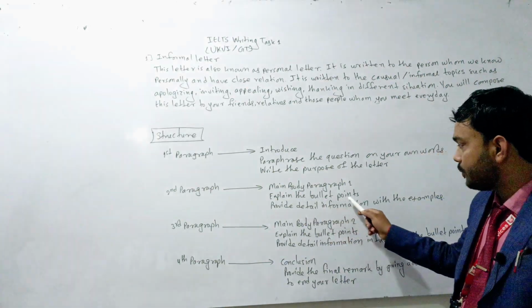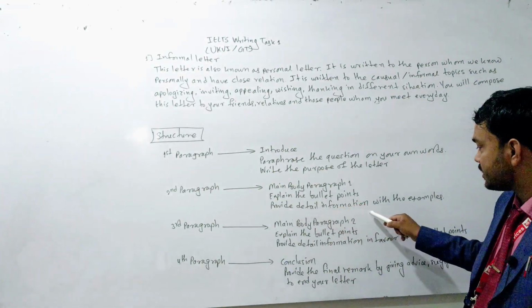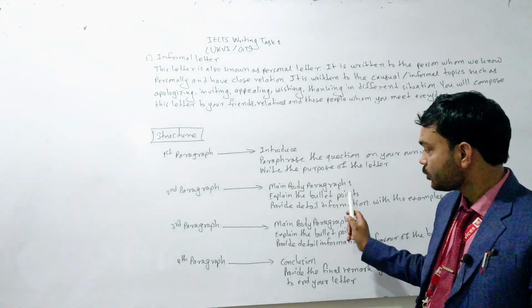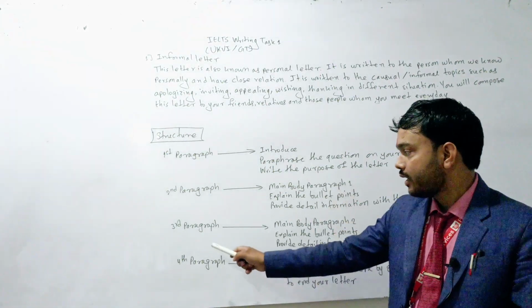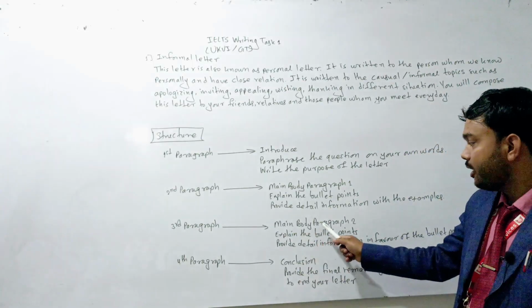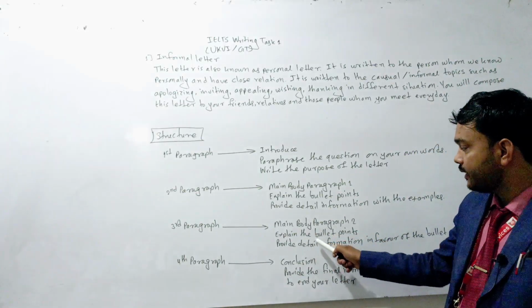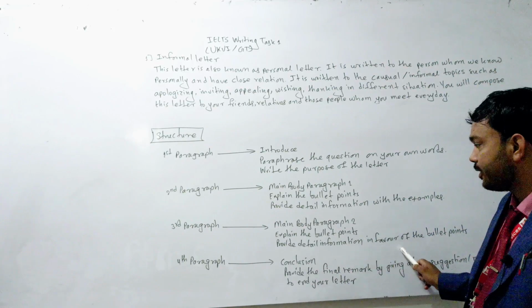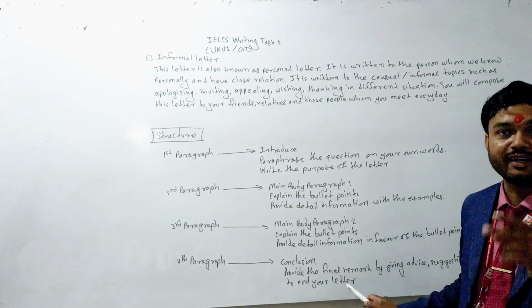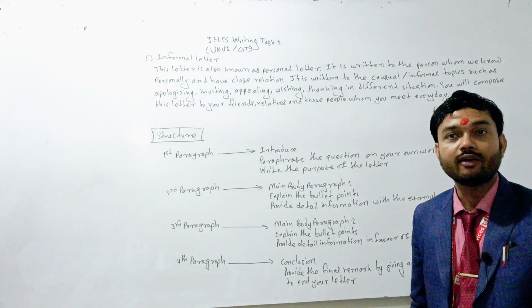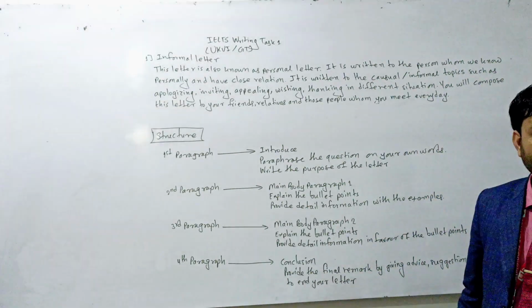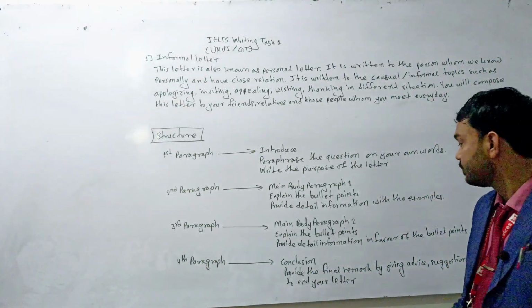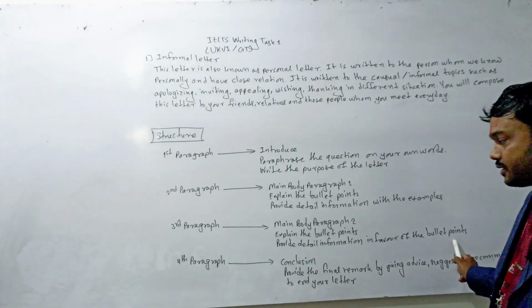Here, explain the bullet points, and provide detailed information with examples to support the bullet point. And the third paragraph, main body paragraph 2: explain the bullet points, provide detailed information in favor. Favor has two spellings, one F-A-V-O-R, one F-A-V-O-U-R, right? One British, one American, of the bullet points.